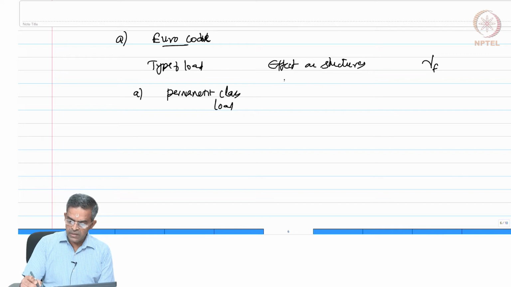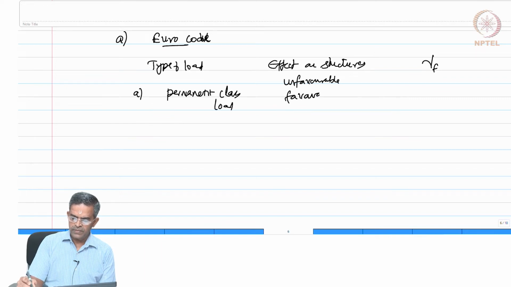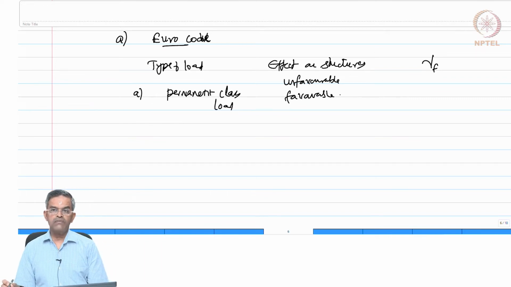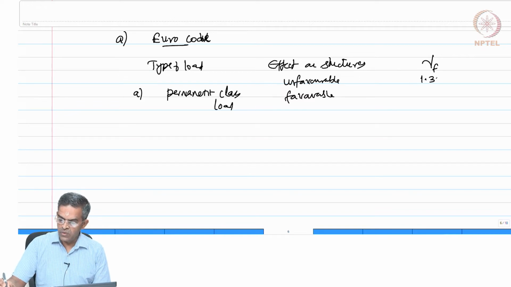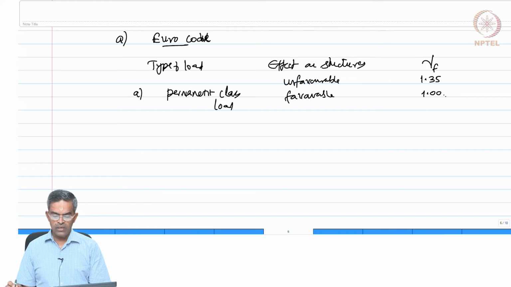there are two cases they say, unfavorable condition and favorable condition. For the most unfavorable condition, if you want to design the system, then use this value as 1.35. If you want to design it for a most favorable condition, then use this factor as 1.0 for permanent loads.